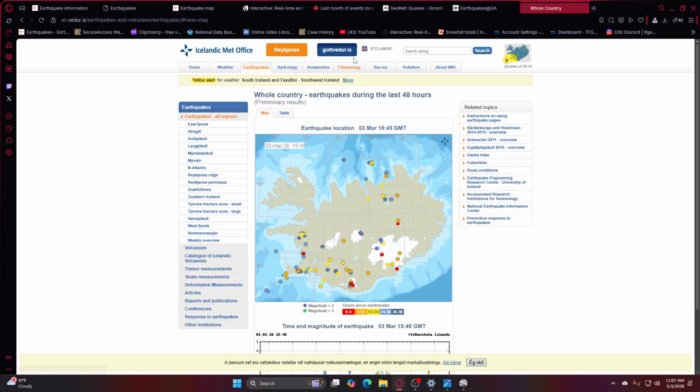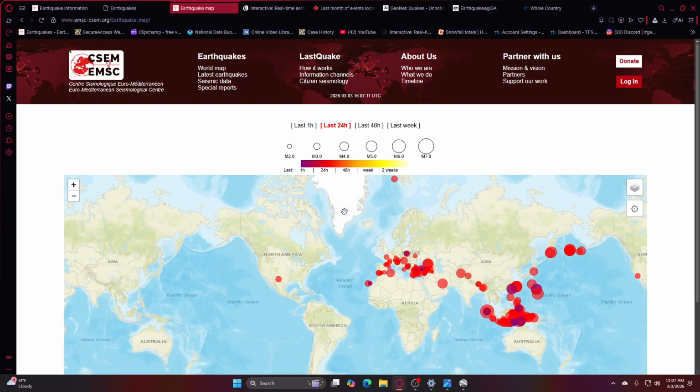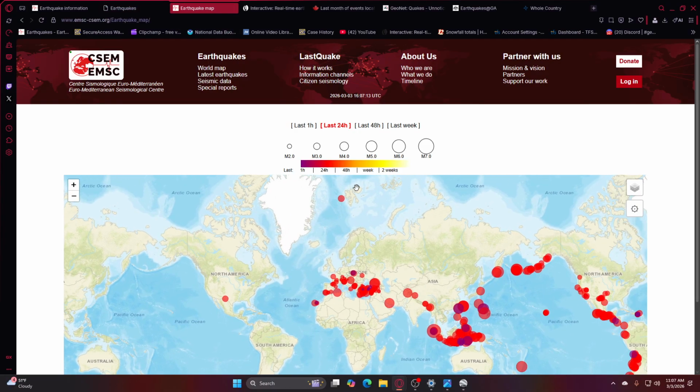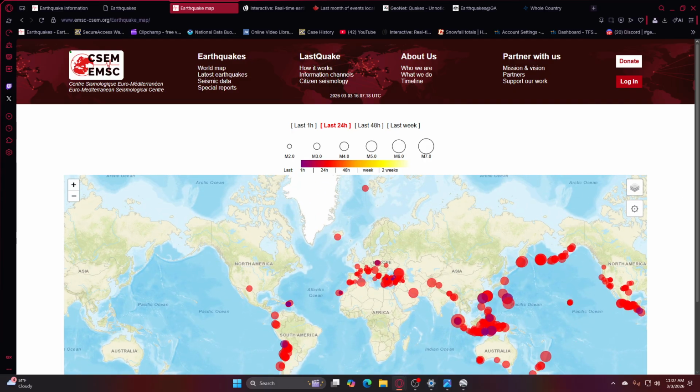All right, so now we're going to go to the Mid-Atlantic Ridge, which is here. This is the Mid-Atlantic Ridge that runs down through here. It has shown significant tectonic movement over the last 48 hours. As a major divergent plate boundary where the Eurasian, North American, African, and South American plates are pulling apart, this region frequently experiences moderate to strong sea quakes.